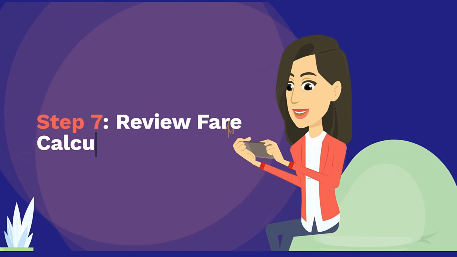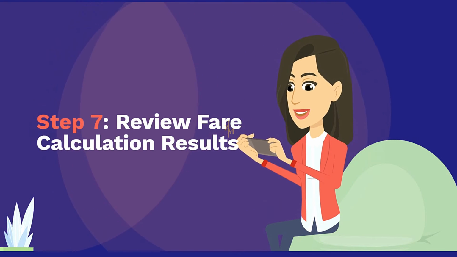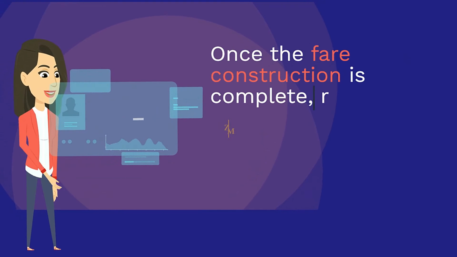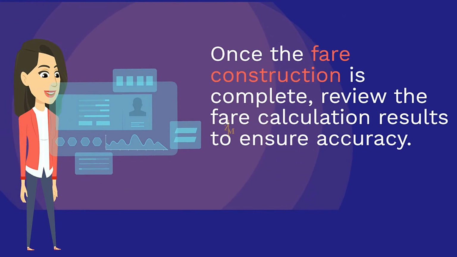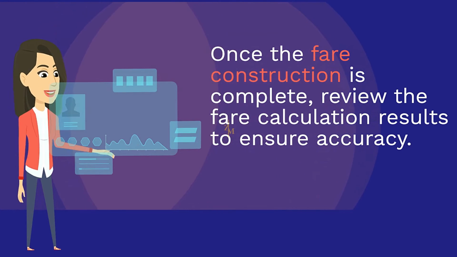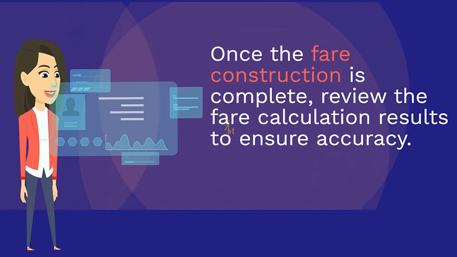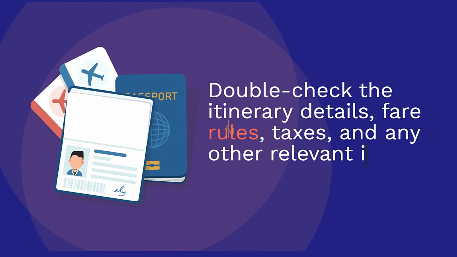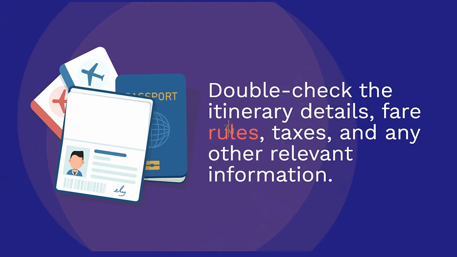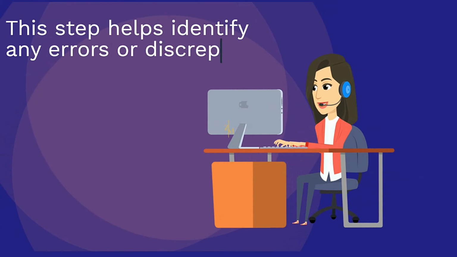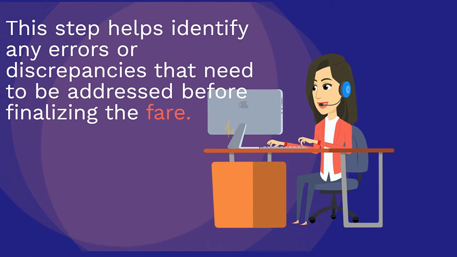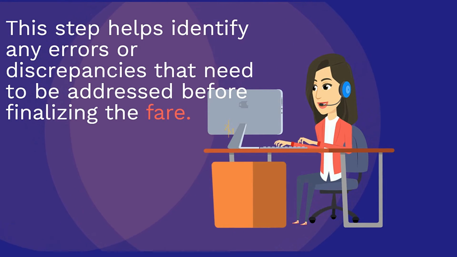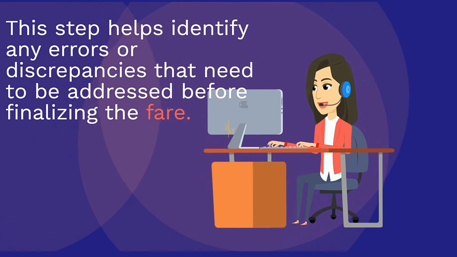Step 7. Review fare calculation results. Once the fare construction is complete, review the fare calculation results to ensure accuracy. Double-check the itinerary details, fare rules, taxes, and any other relevant information. This step helps identify any errors or discrepancies that need to be addressed before finalizing the fare.